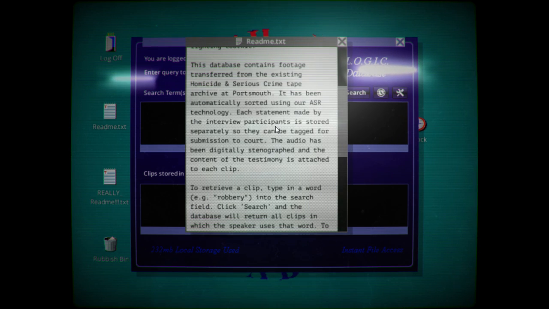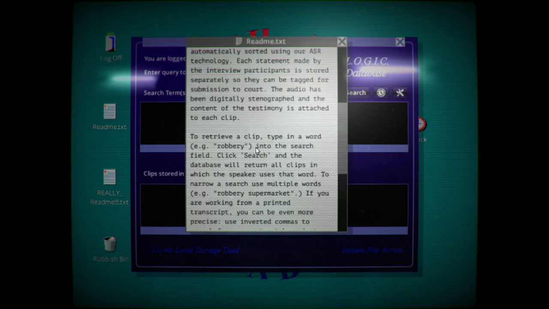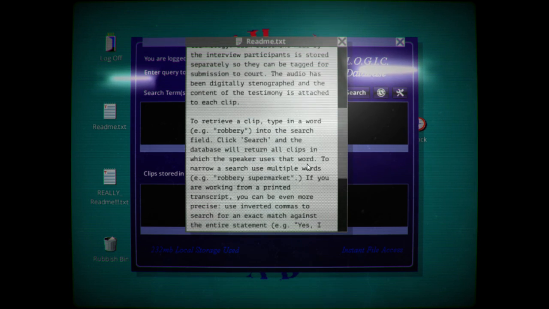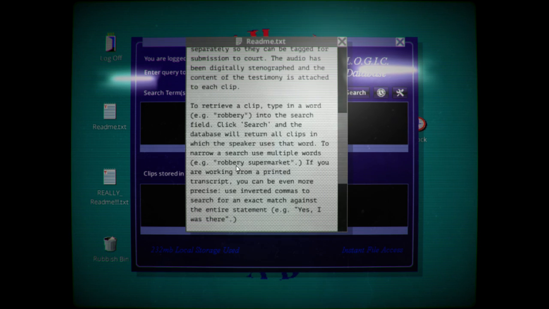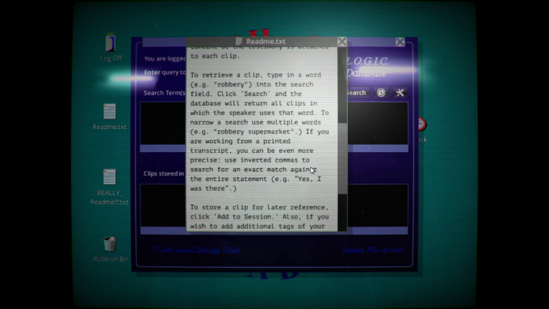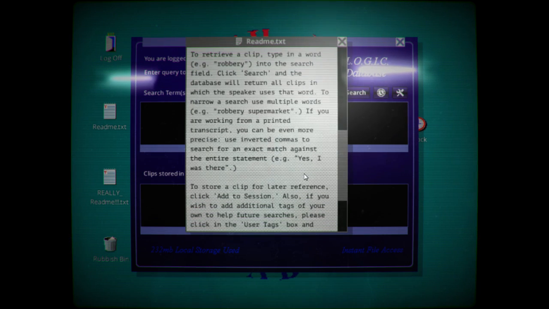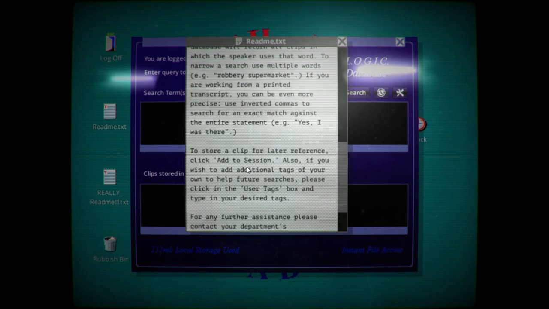Each statement made by the interview participants is stored separately so they can be tagged for submission to court. The order has been digitally stenographed. To retrieve a clip, type in a word, e.g. robbery, into the search, click search. You can narrow your search using multiple terms. So yeah, you can match against exact statements and stuff. To store a clip for later reference, click add to session. Also, if you wish to add additional tags of your own to help future searchers, please click in the user tags box and type in your desired tags.